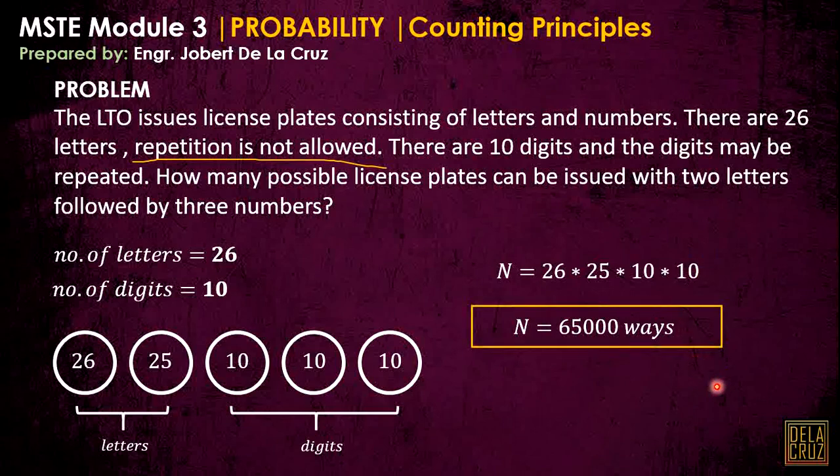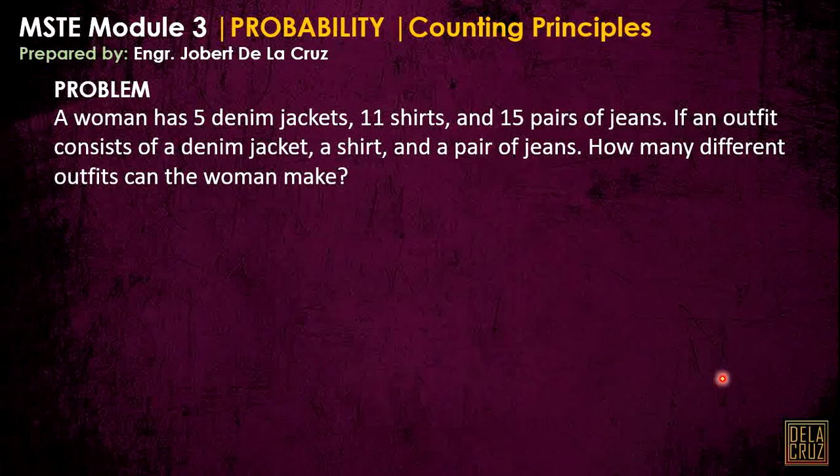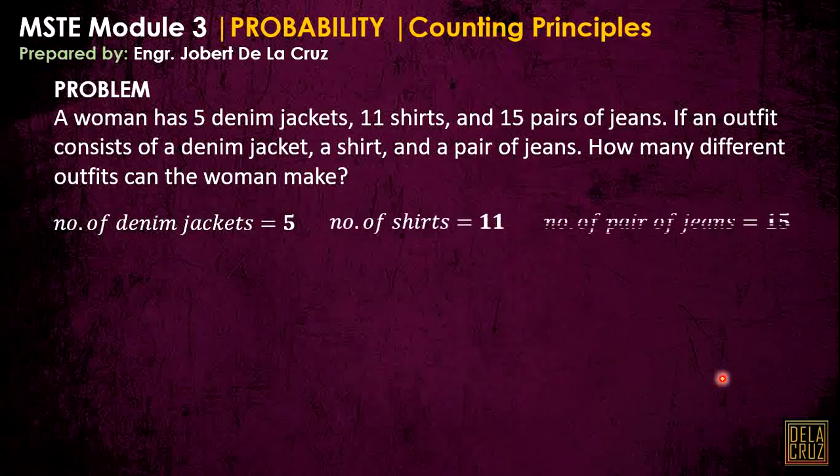Okay. So, another example. A woman has 5 denim jackets, 11 shirts, and 15 pairs of jeans. If an outfit consists of a denim jacket, a shirt, a pair of jeans, how many different outfits can the woman make? Okay, so first thing to do is to know the number of choices. Okay, so the number of choices in the denim jackets is 5. For the shirts is 11. For the pairs of jeans is 15.